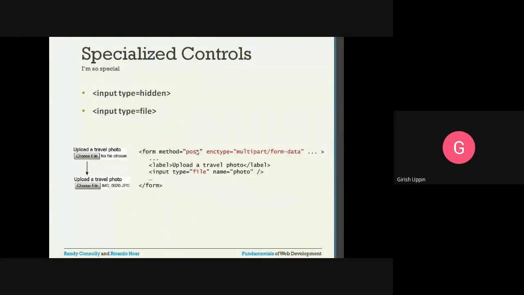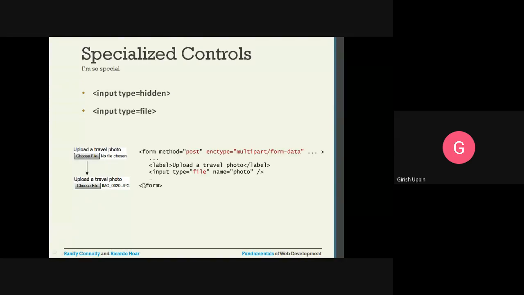Next, specialized controls. Input type is equal to hidden. Hidden is like, suppose you want to store some hidden value, you can use the hidden type. And if you want to upload a file or any image, you can use input type is equal to file. So you can see upload a travel photo. Once you upload the photo, it will show like this.